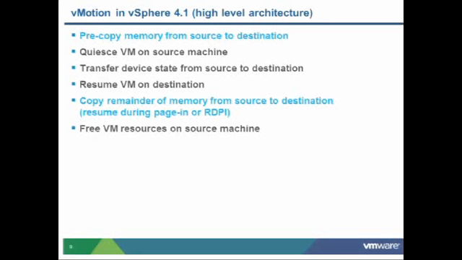So how does this all play together? Let's take a look at how ESX 4.1 worked, or CAL next. So as I said before, the first step is you pre-copy memory. You quiesce the source, transfer device state, deserialize the device state at the destination, and resume the destination. There's a trick here, though.